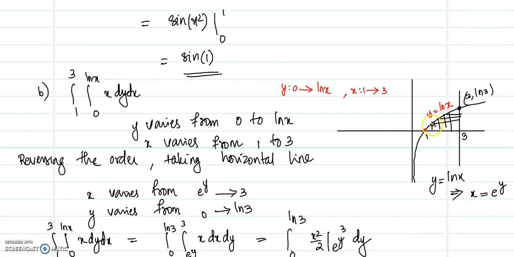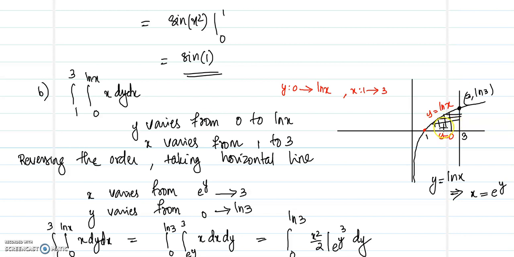Now y varies from, the x-axis will be y equal to 0. So the region is obtained by the region from y equal to 0 to y equal to ln x, and x varies from 1 to 3. Our point of intersection will be: at x equal to 3, y will be ln 3. Now we have vertical lines here. For reversing the order, we need to choose the horizontal line.